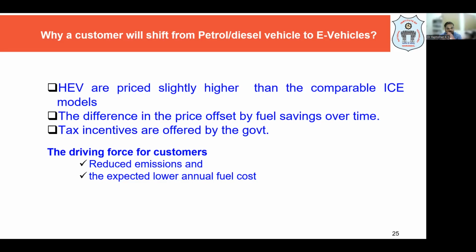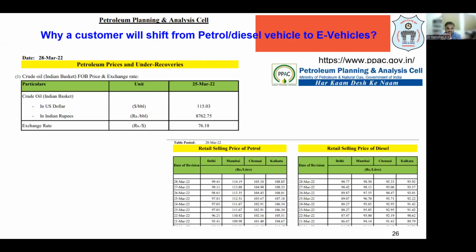Another one is reduced emissions. As I said, greenhouse gas emissions are less. This will be followed only by educated people who understand the impact of greenhouse gas emissions and global warming. Such a person will easily move towards reduced emissions and will buy e-vehicles. Other people have different reasons to move towards e-vehicles.